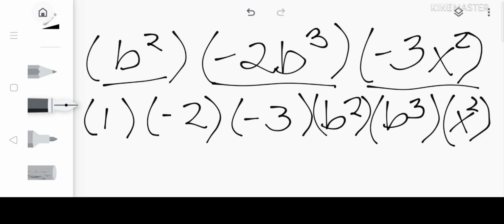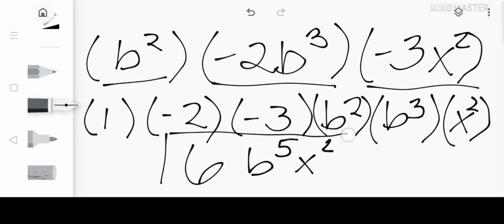So, 1 times negative 2 is negative 2 times negative 3 is positive 6. And then b squared times b cubed. Using the laws of exponent, copy the base, and then 2 plus 3 add the exponent, which is 5, and just copy x squared. So, our final answer is 6b raised to 5 x squared.